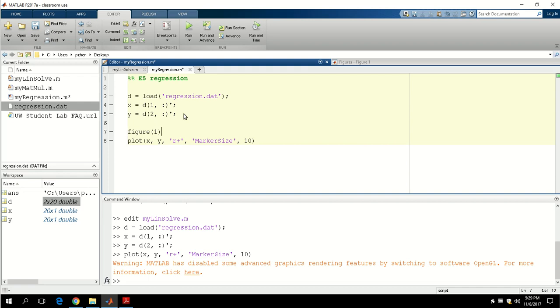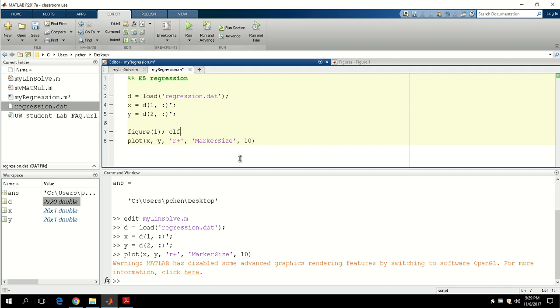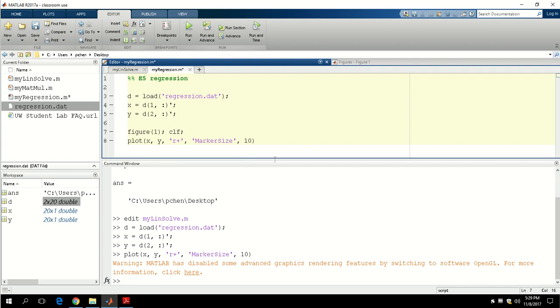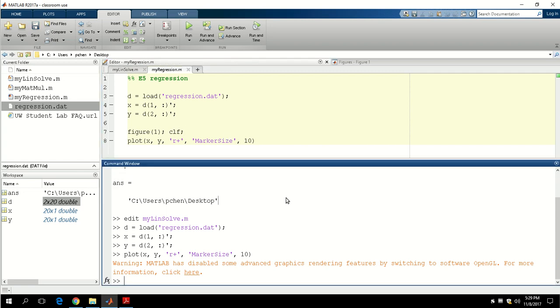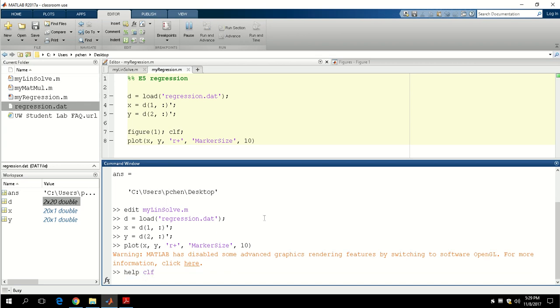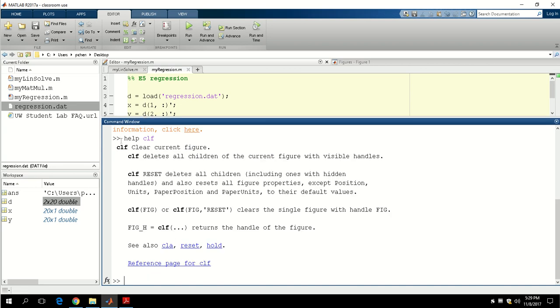If we want to start over again, let's do CLF. I think CLF is the correct command for clearing out all the existing figures in the figure window. If you haven't used it before, let's type help CLF in the command window and see. So, clear current figure. Okay, that's good.